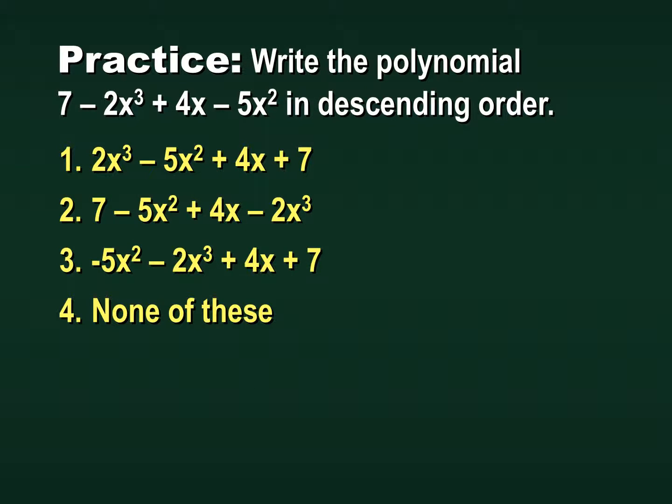So let's do this practice. This is a multiple choice question, so it's either options 1, 2, 3, or 4. The answer isn't there. Let's look at this polynomial, 7 minus 2x cubed plus 4x minus 5x squared. Go ahead and try to write that in descending order and select the answer.